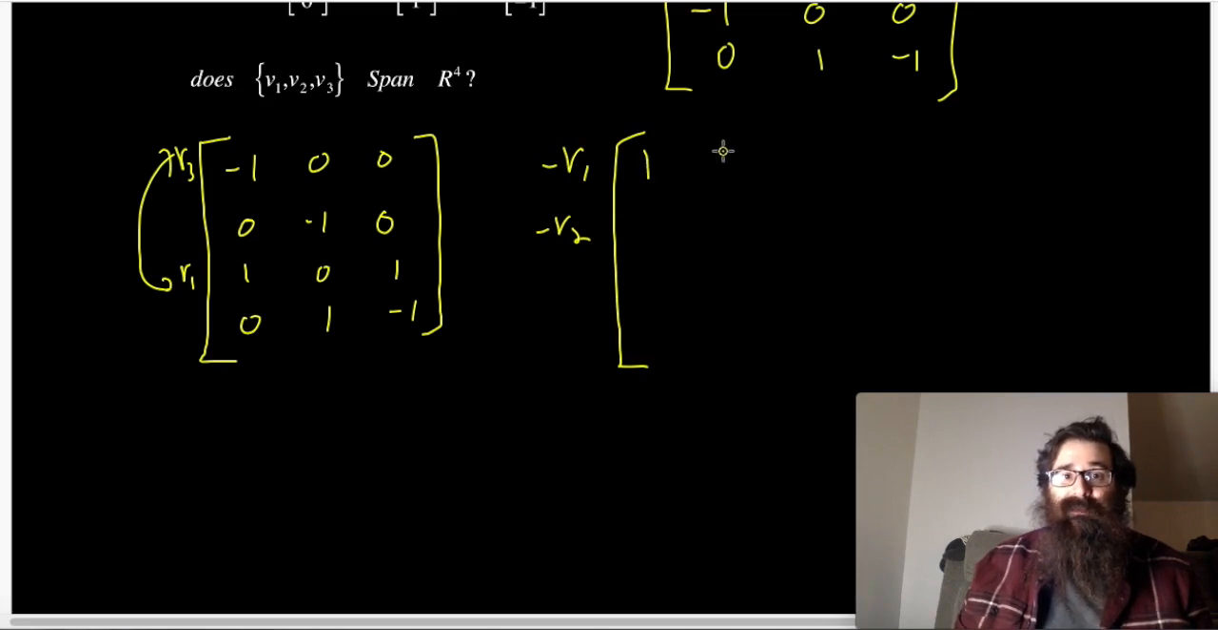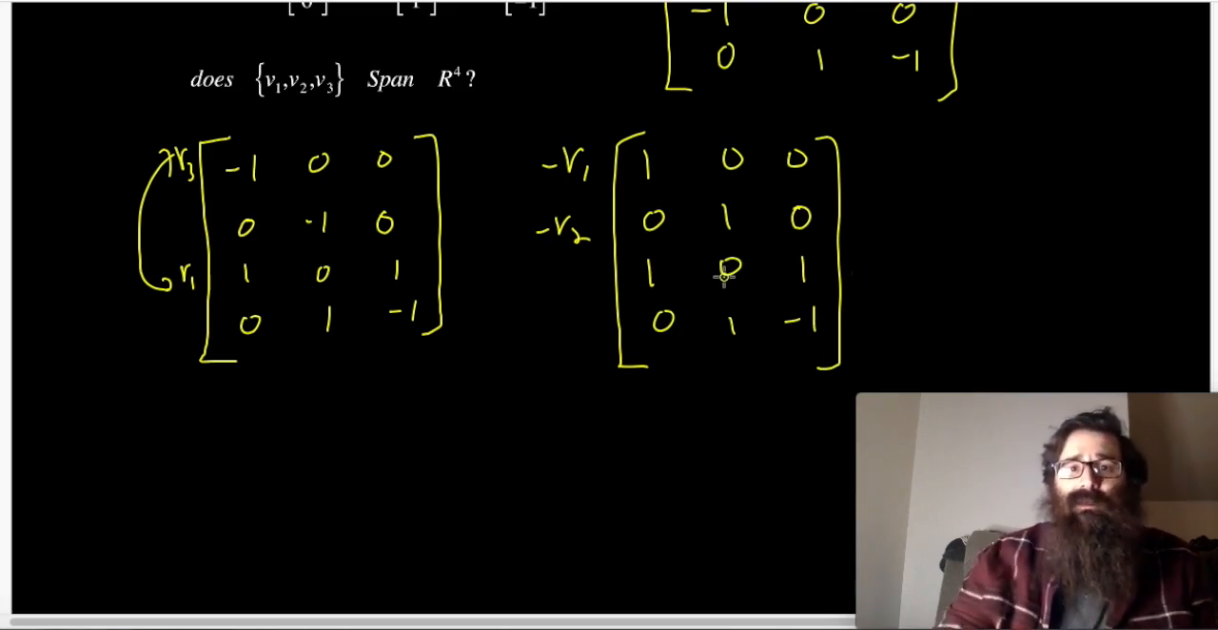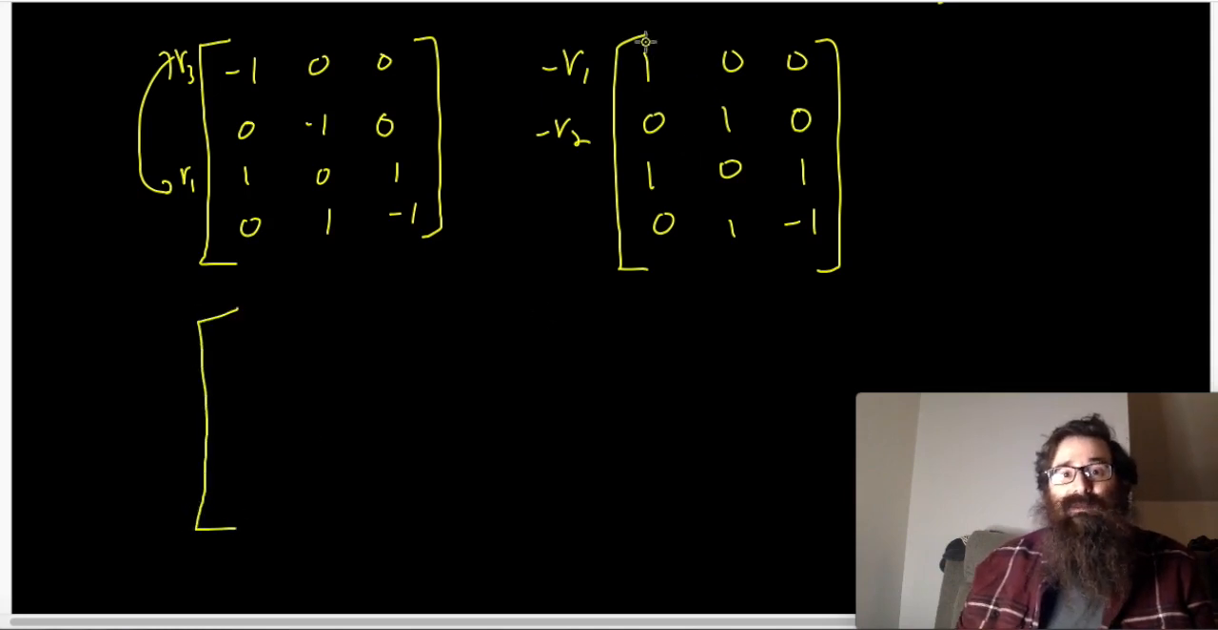So row 1 is positive 1, 0, 0. Row 2 is 0, positive 1, 0. And rows 3 and 4, I'm going to leave them 1, 0, 1 and 0, 1, negative 1. But now I can really do some pretty heavy row reduction. So here I can use this 1 in the upper left corner to get zeros underneath it. That means I can work in row 3, replacing row 3 with row 3 minus row 1.